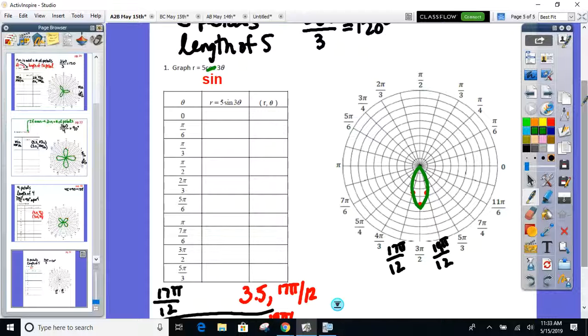Okay. All right. 270 minus 120. 150. Where's 150 on here? 5 pi over 6. Yep. And then where's the final petal going to be? 150 minus 120 is 30. 30 in radians, pi over 6.